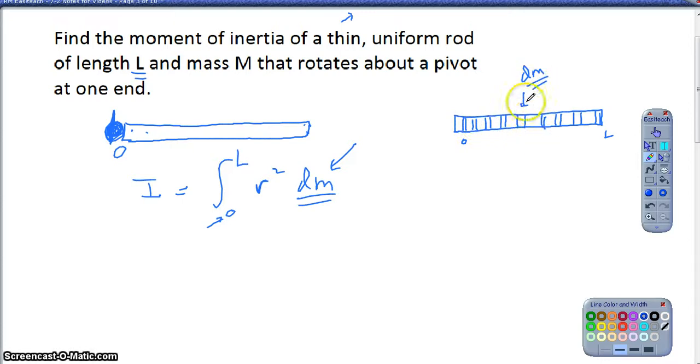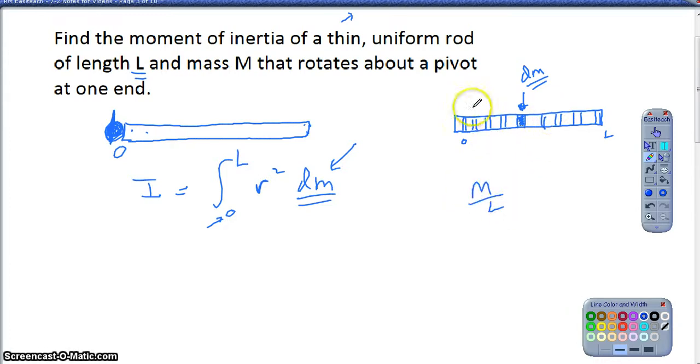Well, in order to determine that, let's think about the parameters that we would need. If I want to determine how much mass is in this strip, what are the two things I need to know? One thing that I need to know is the linear density, what's the mass per length of this rod? If I look at this question, it tells me the total mass is m and the total length is L. So wouldn't the mass per length just be m over L, right?